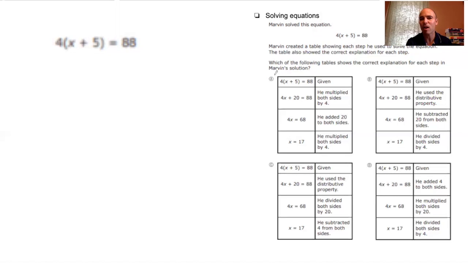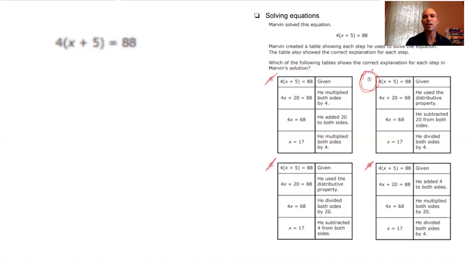We know A and D have to be wrong because in the first step he's distributing, he's not multiplying both sides. Now it's a two-horse race between B and C. Next, how did he get rid of that 20? He subtracted 20. Here it says he divided 20. He did not divide 20, he subtracted. So I get a feeling B is going to be right, but let's finish the job. Finally, he divides both sides by 4, which is exactly what it says he does.